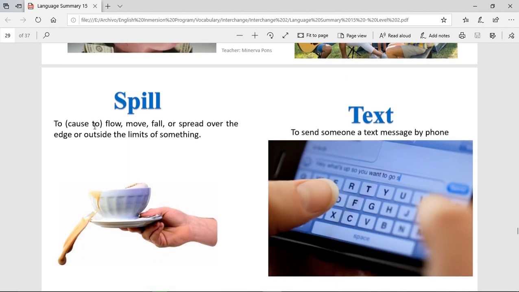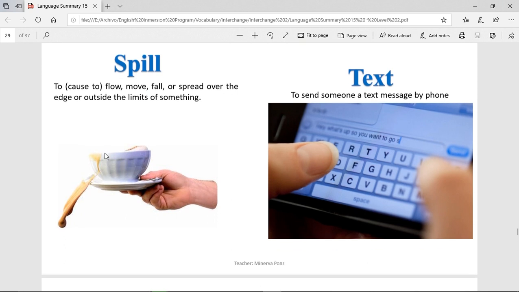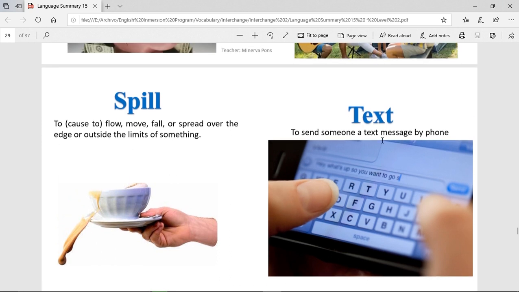Spill. To cause to flow, move, fall, or spread over the edge or outside the limits of something. Basically, if you have a cup and the liquid starts going out, that's called spill. It's spilling. Text. To send someone a text message by phone.